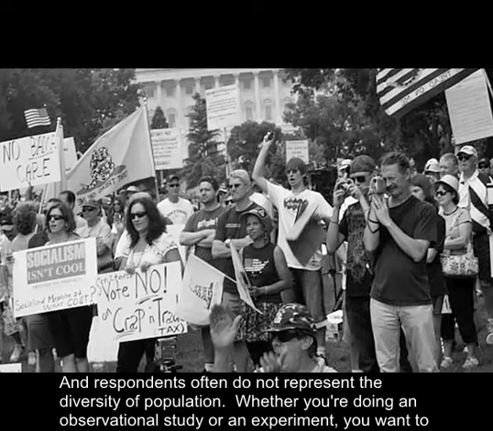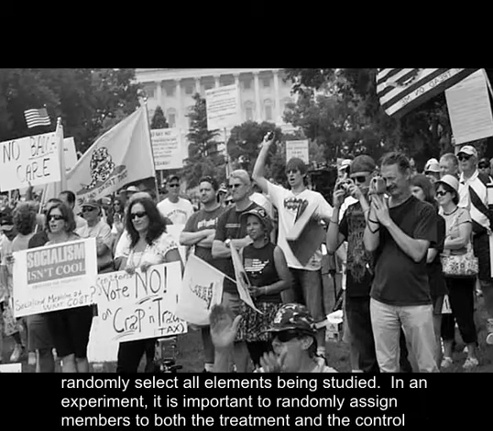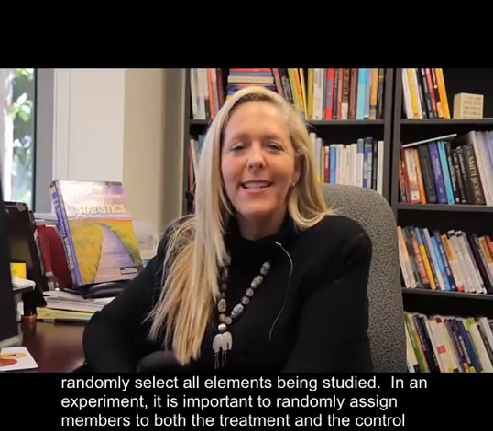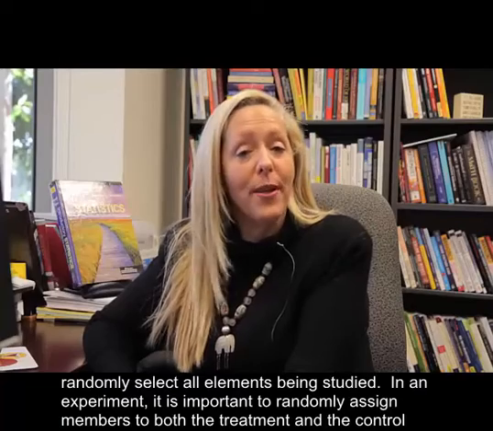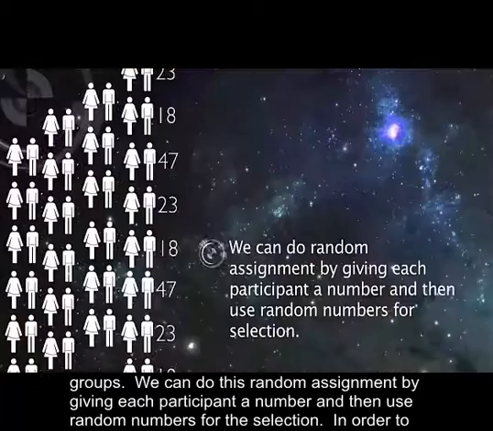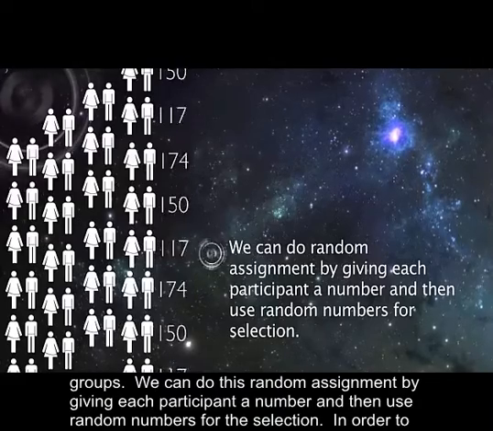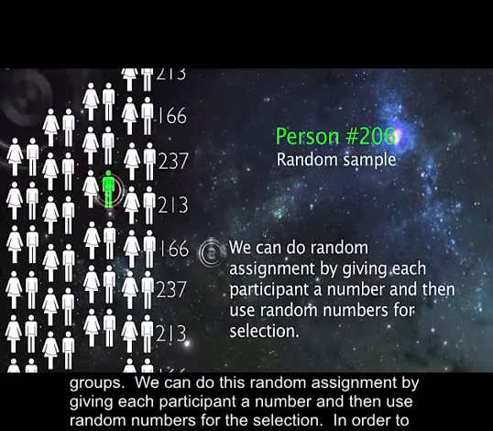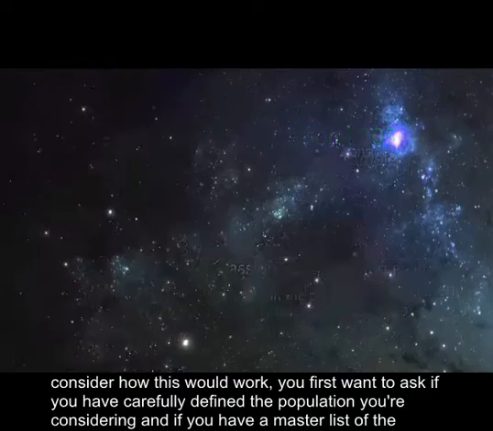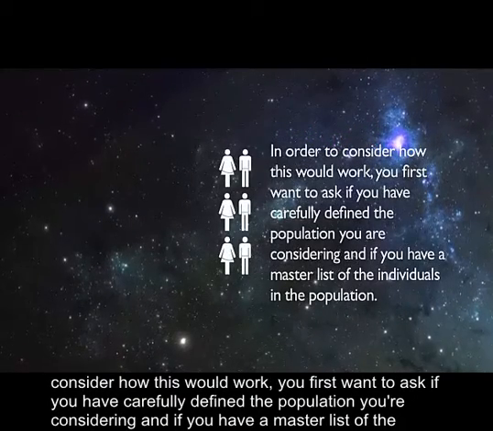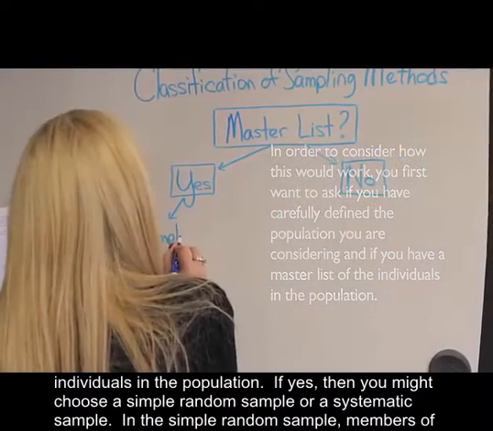Whether you're doing an observational study or an experiment, you want to randomly select all elements being studied. In an experiment, it is important to randomly assign members to both the treatment and the control groups. We can do this random assignment by giving each participant a number and then using random numbers for the selection. In order to consider how this would work, you first want to ask if you have carefully defined the population you're considering and if you have a master list of the individuals in the population.